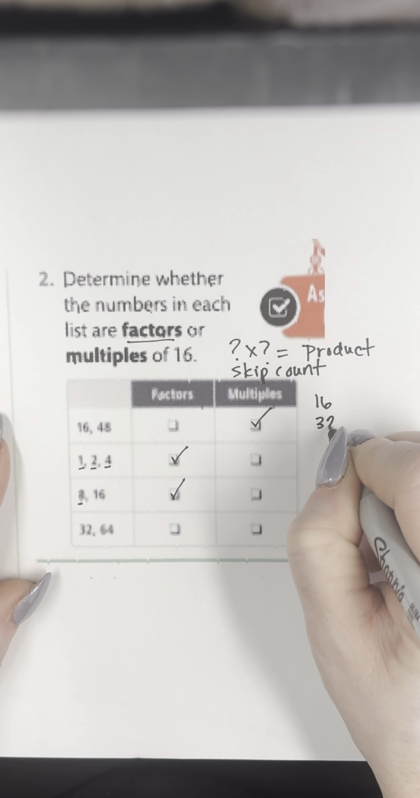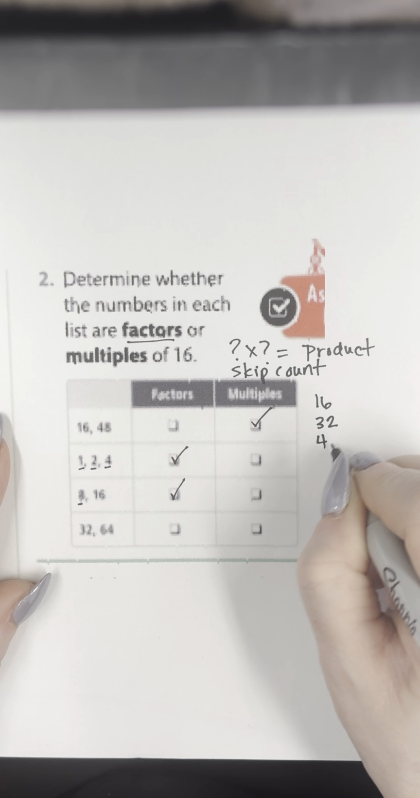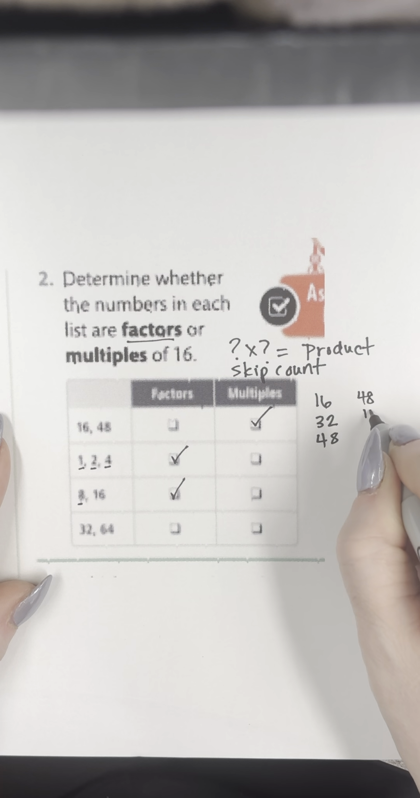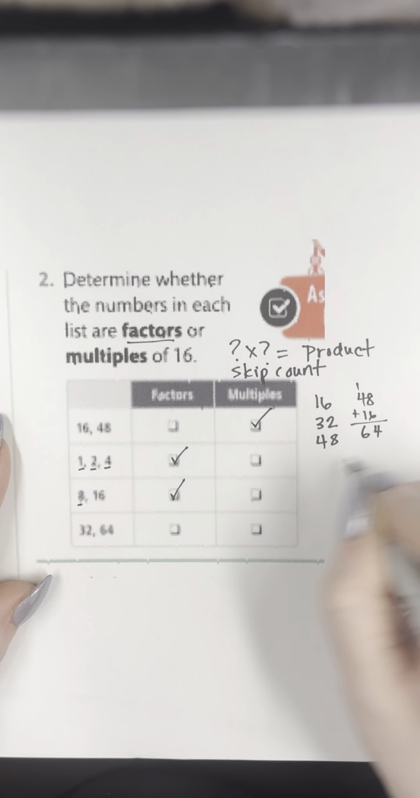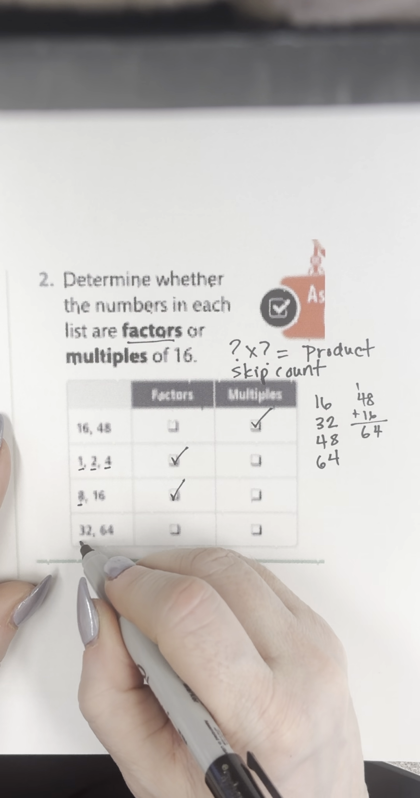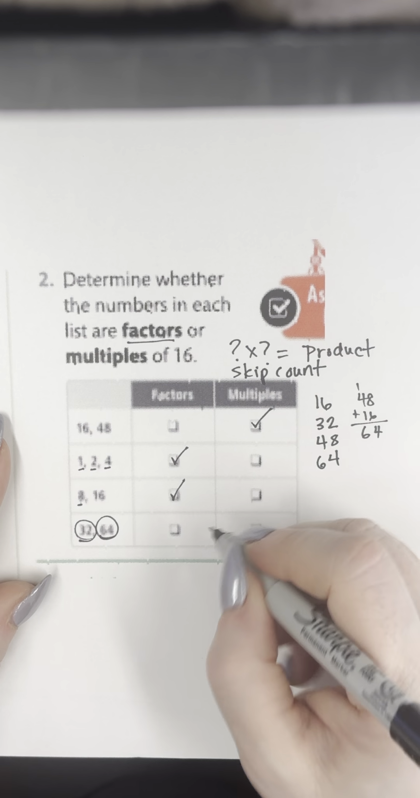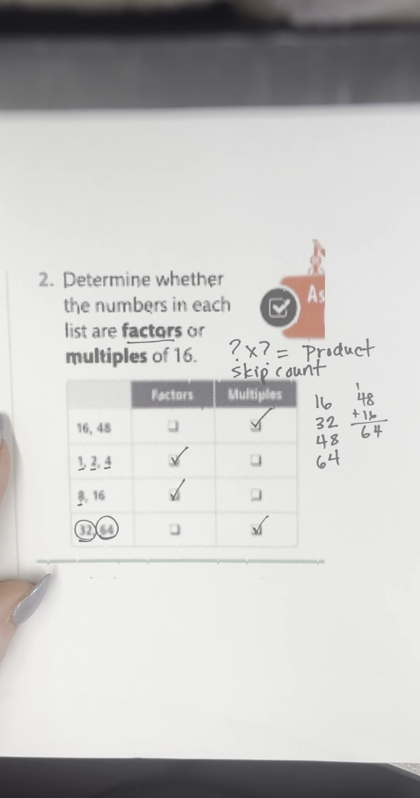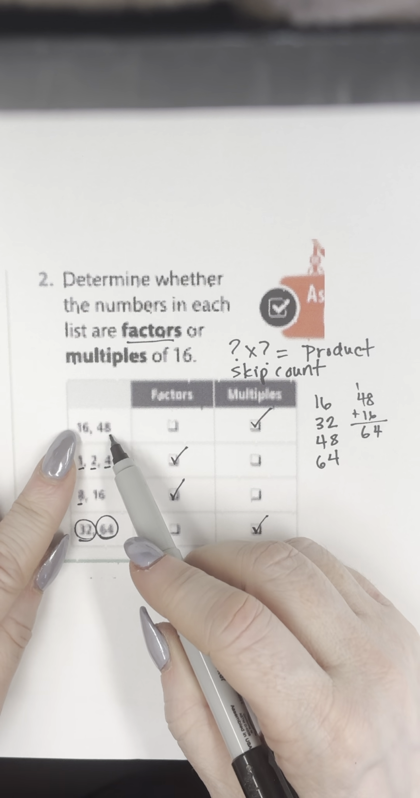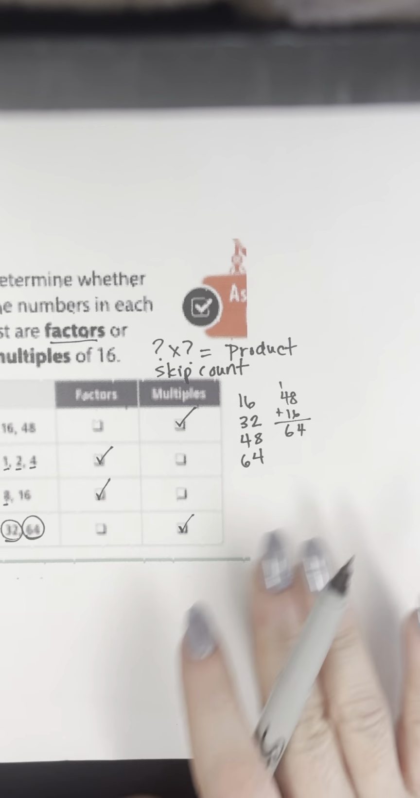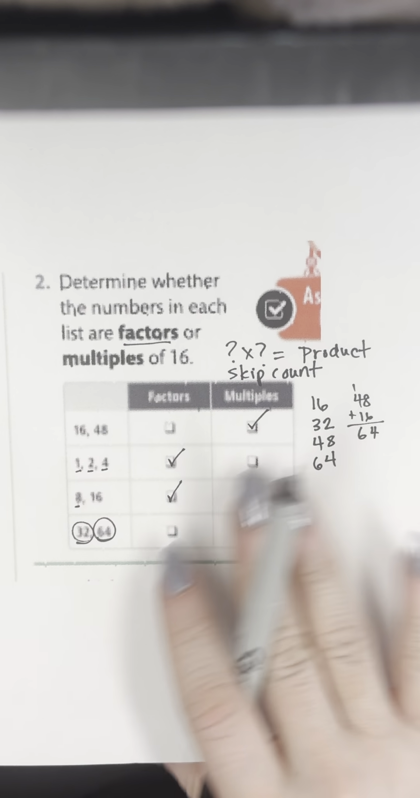16, 32, 48, and I keep going. Let's say I don't remember, maybe I'm not good at my 16 times table, and that's okay. I can add, right? And I have 64. So now 32 and 64, I know if I skip count by 16, I will get multiples. Remember, if the number is too large to multiply, it's definitely going to be a multiple. So this is all about reasoning.